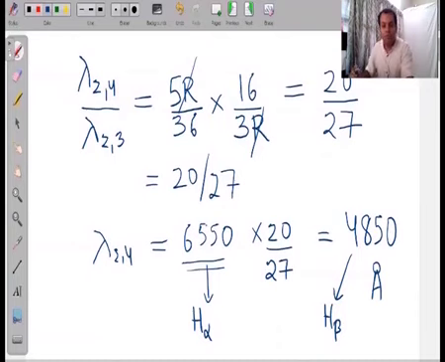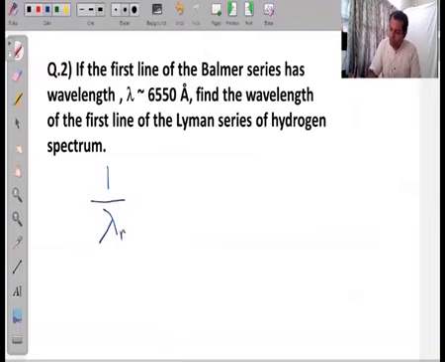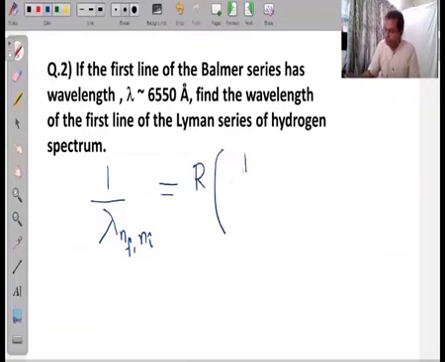Now let's go to the next problem. This problem says if the first line of the Balmer series has the wavelength 6550, find the wavelength of the first line of the Lyman series of hydrogen spectrum. Now, this question is very similar to the previous one, so I could quickly go over it. You have 1 upon lambda, indexed with final and initial state, is equal to the Rydberg constant times 1 upon nf square minus 1 upon ni square.